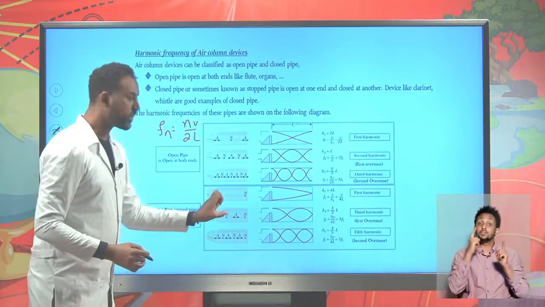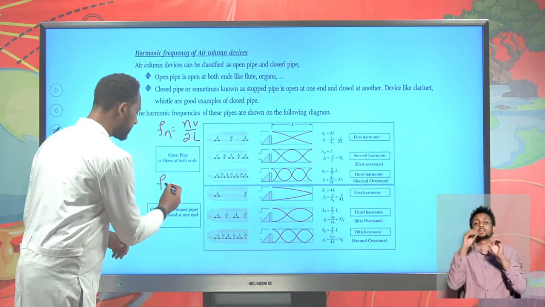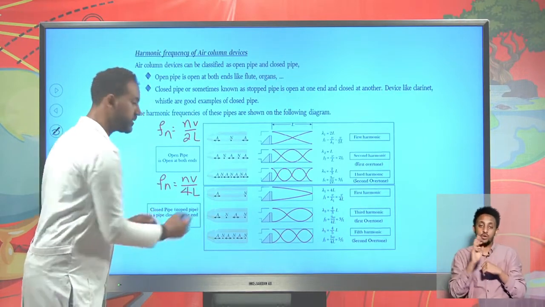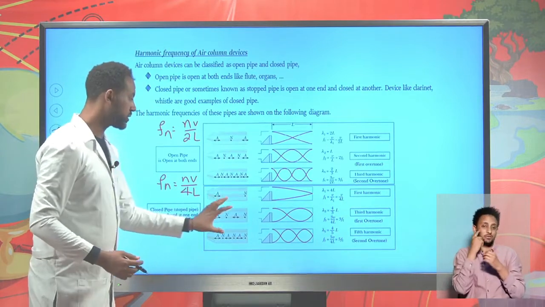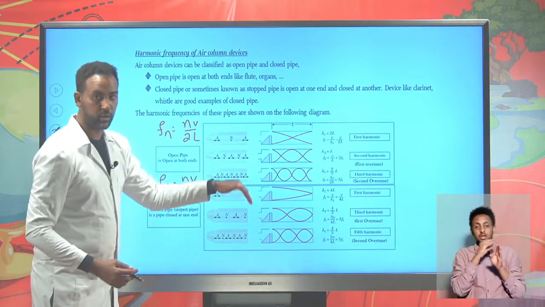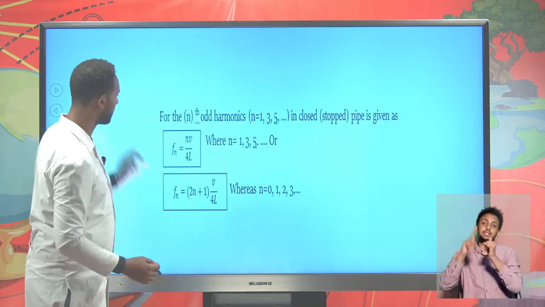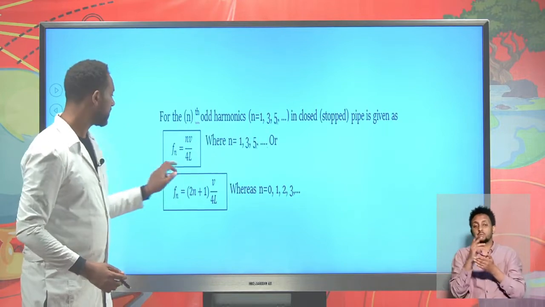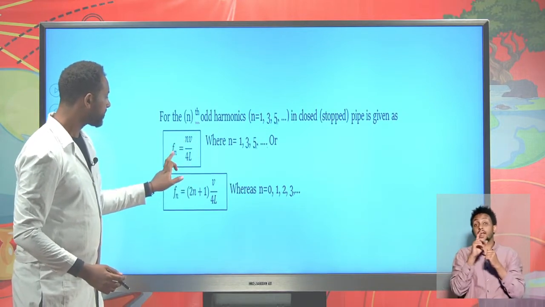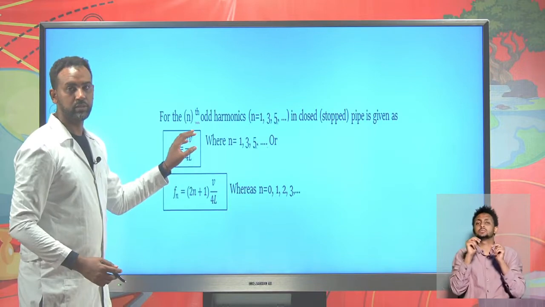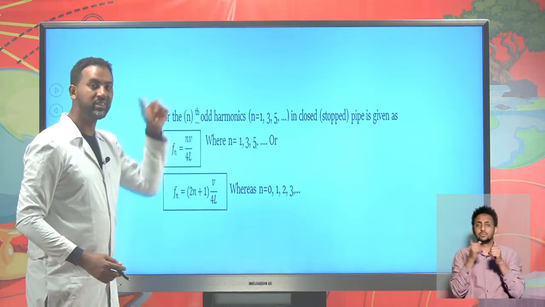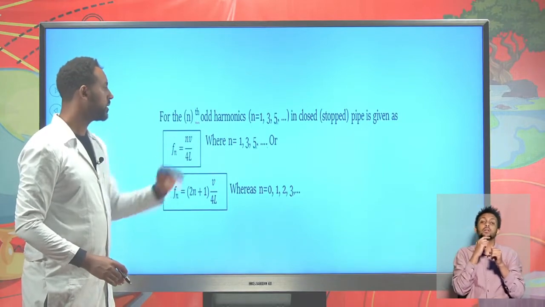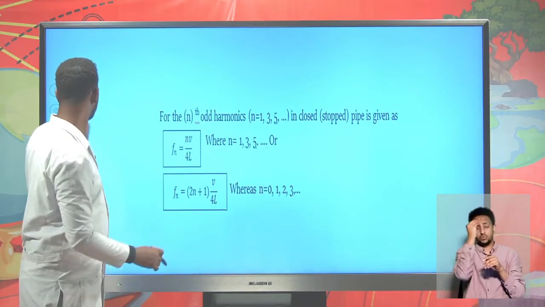But for a closed pipe, the nth harmonic can be determined as n times v over 4L. This is how we express it for a closed pipe, which is closed at one end and open at the other end. This is true for a closed pipe, or stopped pipe: nv over 4L, and note that n should be odd. There is the first harmonic, the third harmonic, the fifth harmonic, and so on. There are no even harmonics in a closed pipe, and don't forget that.